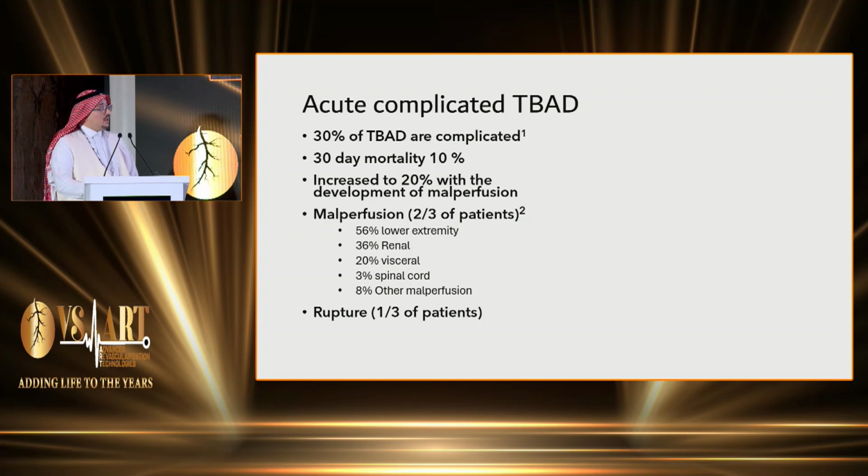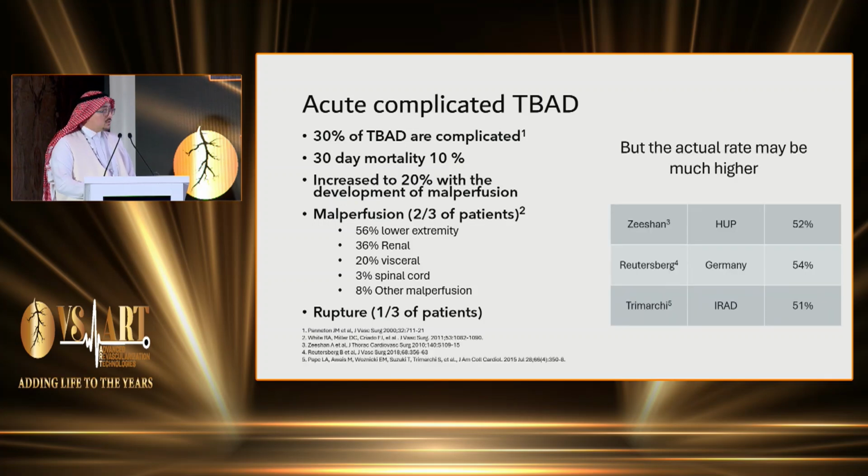Of those with the complicated presentation, 2/3 come with malperfusion, whether in the lower extremity, kidney, viscera, or the spinal cord. Those who come with rupture account for about 1/3 of the acute complicated type B dissections. Even some studies reported more than that, up to 50%.